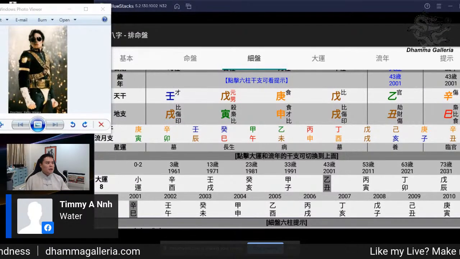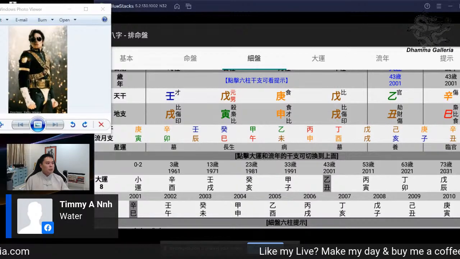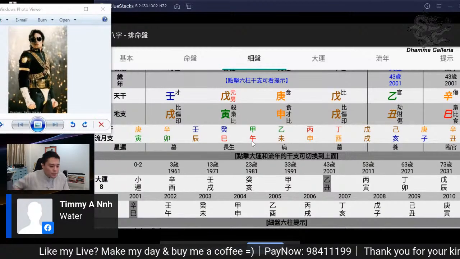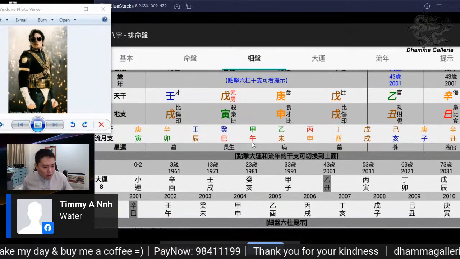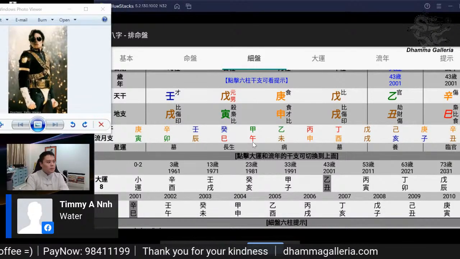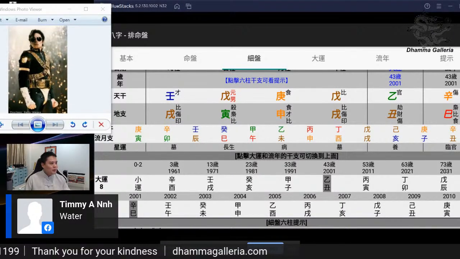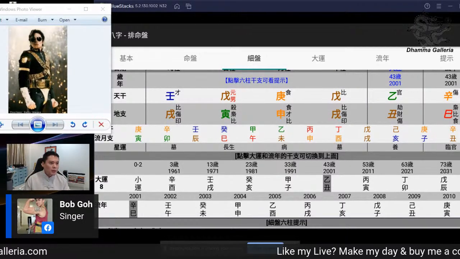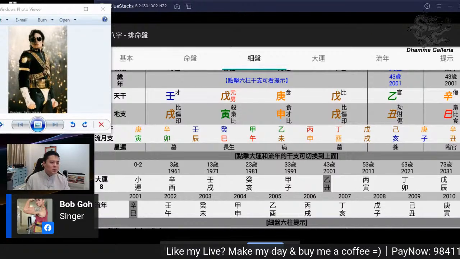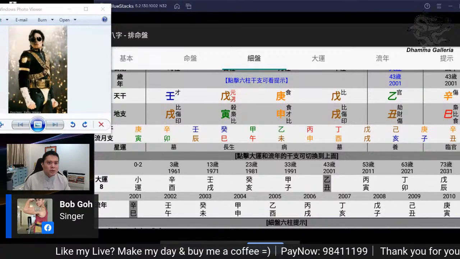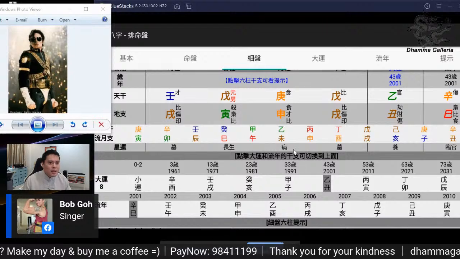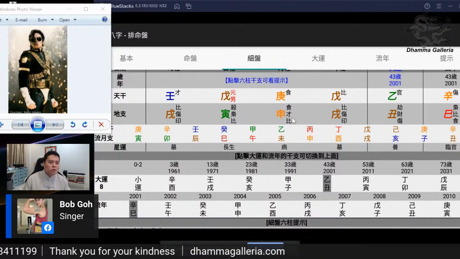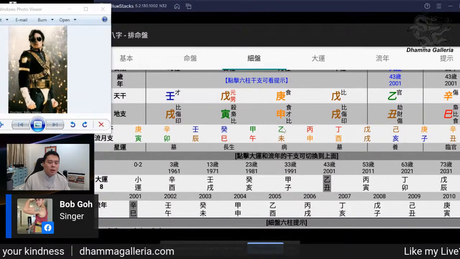Because the metal elemental energy is what creates water. For our day master that is strong, water is his wealth, correct? Water is his wealth, is that correct, Timmy? Yes Bob, correct. Bob, you are also able to answer this. Very good. So water is Michael Jackson's day master's wealth factor. Because wood is able to suppress or control water, and he uses his metal elemental energy to produce water. That's why he became a singer.